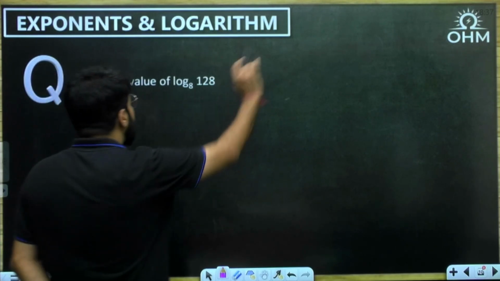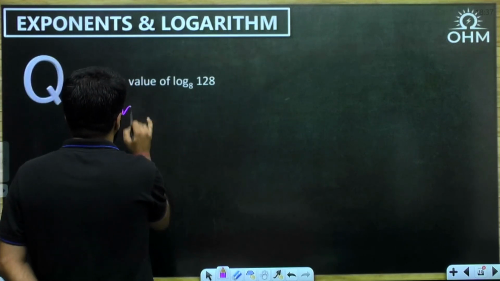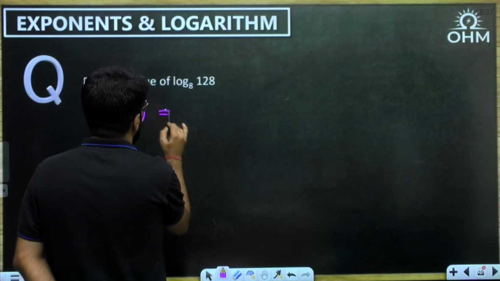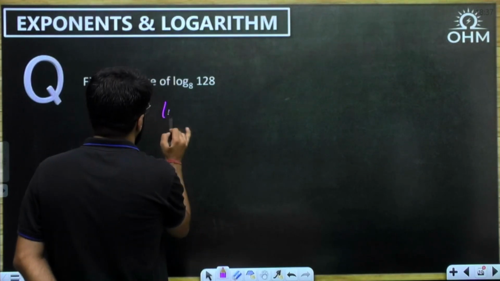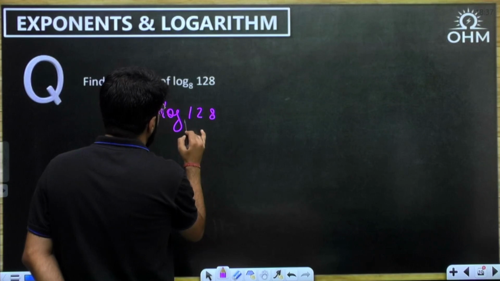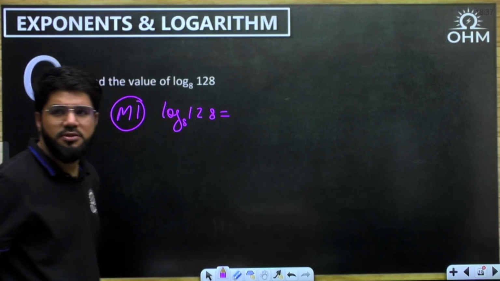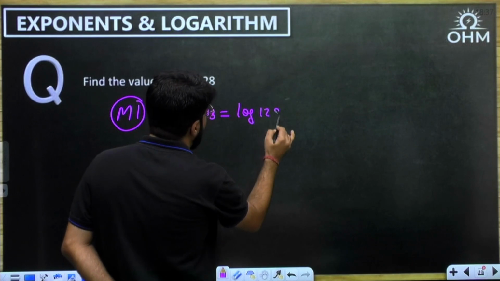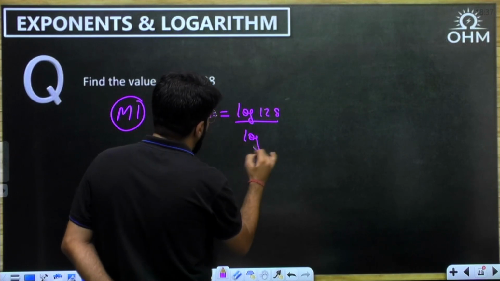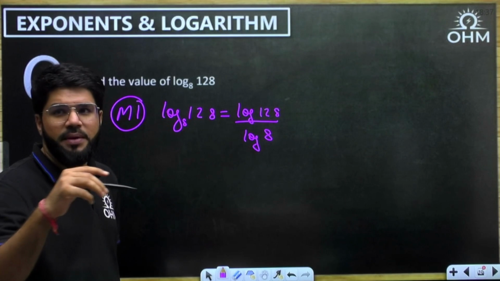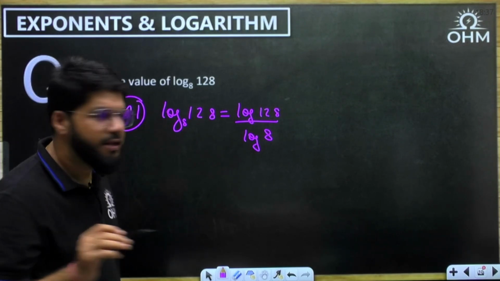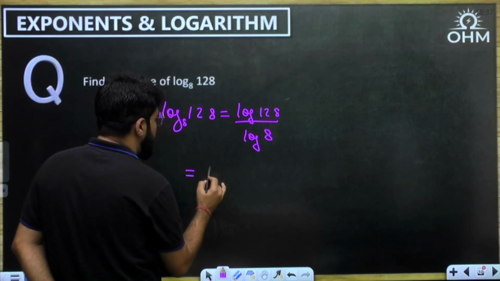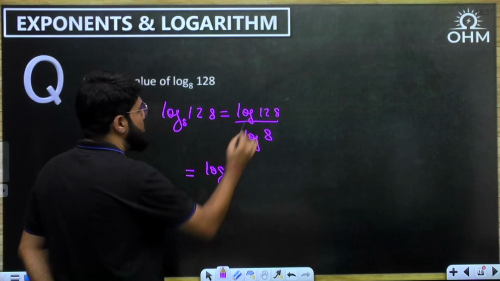Now there are two ways of solving this. What is the first way? Listen to it. Log of 128 to the base 8. That is my question. It can be written as log of 128 divided by log 8. As I told you, log b to the base a can be written as log b upon log a directly. So this is equal to log of 128 upon log 8.